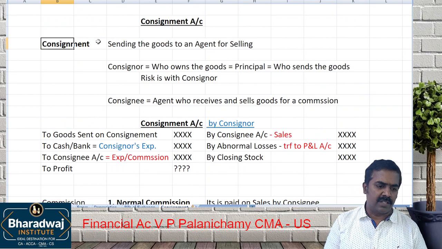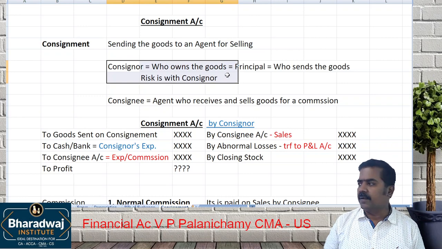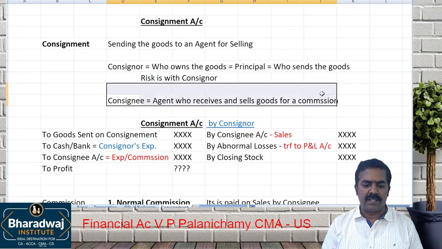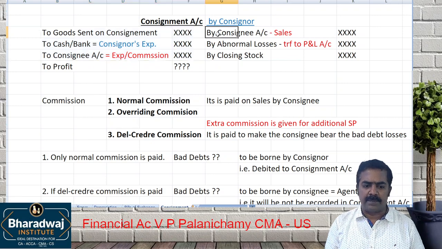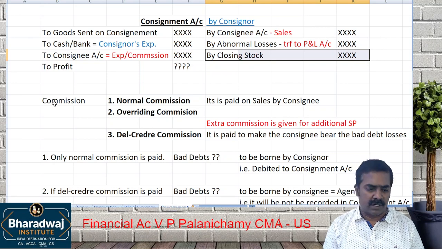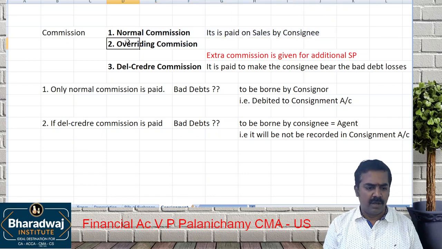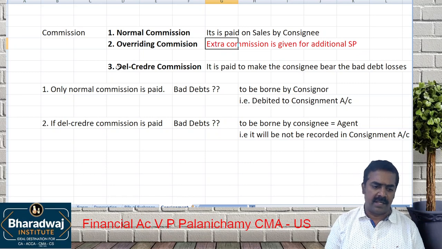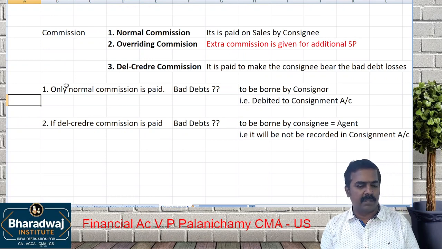Once again, I repeat. What is consignment? Sending the goods for the purpose of sale. Who's a consignor? The person who owns the goods, the principal, the person who takes the risk. Who's a consignee? Agent who is selling the goods. Consignment account is prepared to debit the expenses, credit the sales, abnormal losses transferred to P&L account, and which one? Closing stock. Then commission. Normal commission is paid on total sales. Overriding commission is an extra commission for which one? Additional selling price achieved by the consignee. Who will bear the bad debt losses? Agent will bear the bad debt losses.